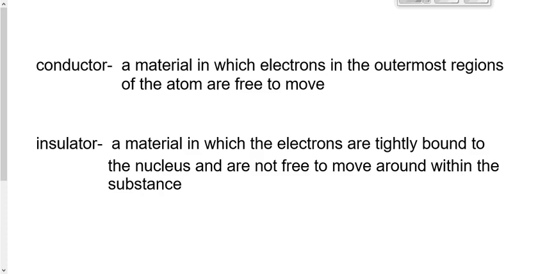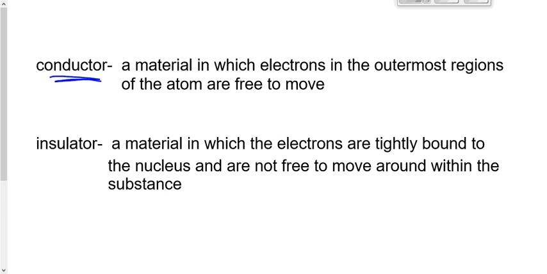Now, we also talked about a conductor and an insulator yesterday. We differentiated between the two, although there's a little bit of a misconception with these. It's not like two completely separate categories. It's more of a continuum. Everything will conduct electrons to some degree. Everything will allow electrons in the outermost regions to move around to some degree. Conductors just allow it a lot easier, that's all.